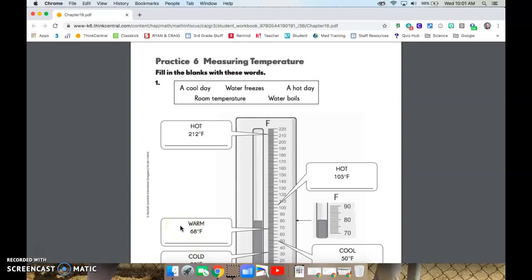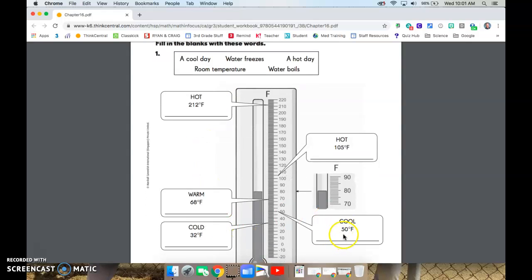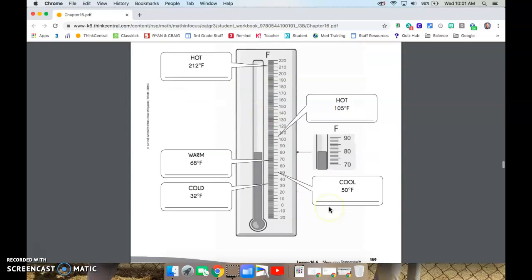If you look on the thermostat of your house, it's probably going to be pretty close to 68 degrees. Could be 75, it could be 65. It kind of just depends on your preference, but room temperature is about 68 degrees. Cool, 50 degrees. Oh, we said that was a cool day, didn't we? Yep. All right, so we're done with that page.